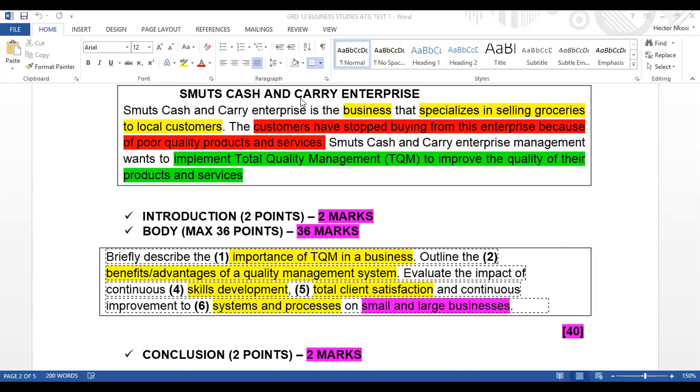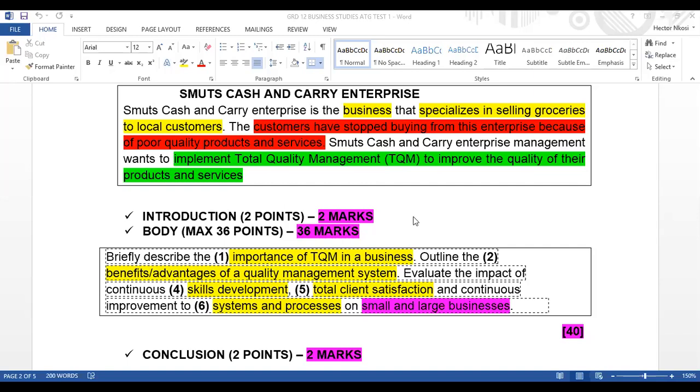So now, boys and girls, the first thing was the introduction. I'm just going to read this case study one last time. It says Smarts Cash and Carry Enterprise is a business that specializes in selling groceries to local customers. The customers have stopped buying from this enterprise because of poor quality products and service. Management wants to implement total quality management, which is your TQM, to improve the quality of their products. So that's what we looked at the other day.